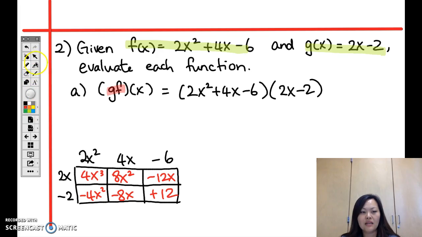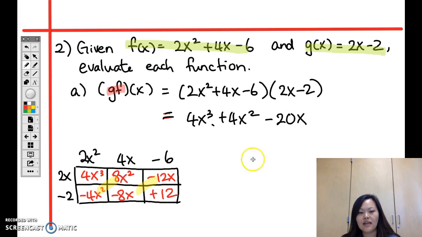Now we have to combine like terms, right? So let's see. This 2, you have to add them together, and this 2, you gotta add them together. So what's my answer going to be? Very easy. 4x to the third power, because it's all by itself. And then the 2 squares, you gotta add them. 8 plus negative 4 is positive 4x squared. And then negative 12x plus negative 8x, same sign, you gotta add them, right? So that's negative 20x. Then finally, I have plus 12. And that's it. There's nothing else I have to do.